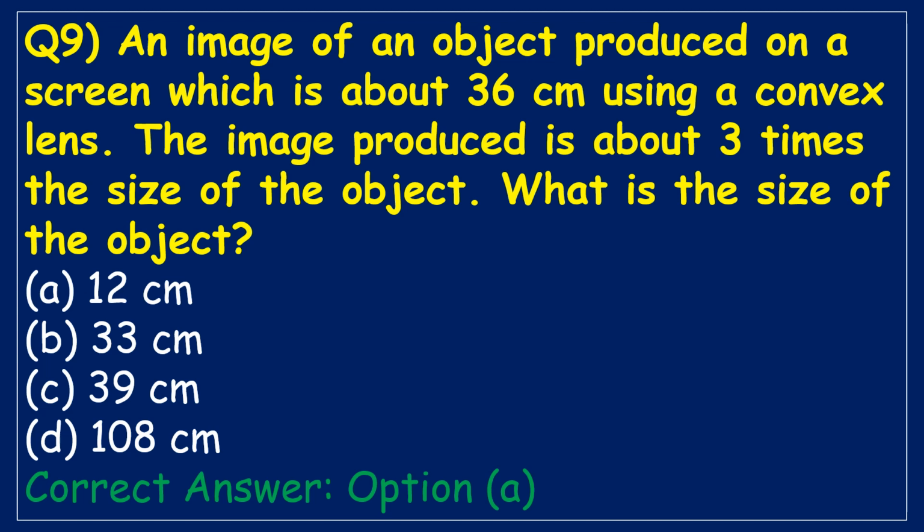If you use the magnification formula, that is height of image by height of object, magnification is given as 3, and the image height is given as 36 centimeters. So 3 equals 36 by height of the object. Height of the object equals 36 by 3. That gives you 12 centimeters, option A.